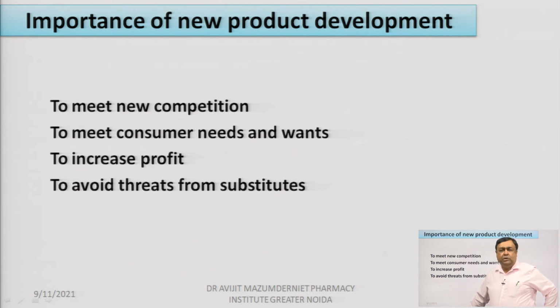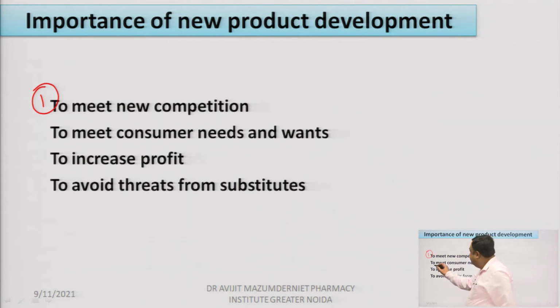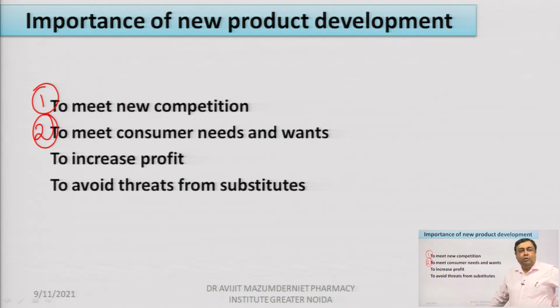Now, what are the importance and significance of new product development? First, it is used to meet newer competition. You want to enter the market where there are existing competitors, so you need to have a product which must have certain unique features. Two, it is to meet the customer needs and wants, which they have shown you whenever you have carried out market research amongst customers to develop a newer product. So, the second importance of new product development is to meet consumer needs and consumer wants.